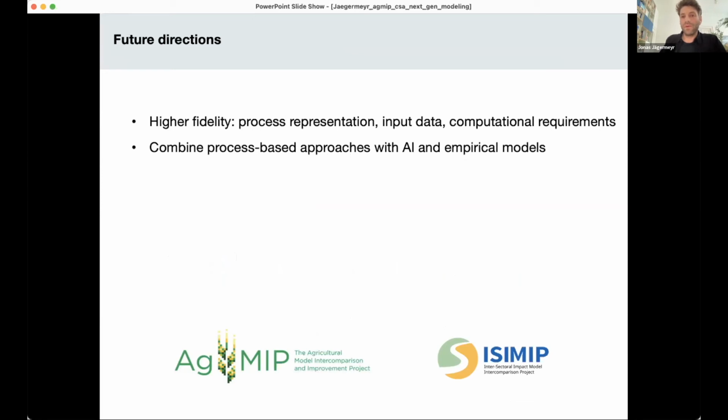But what I think is really important is to learn about the strengths and weaknesses of different approaches and combine them in a meaningful way. So I think we need to overcome this camp thinking that my model is better than yours, and we're doing process-based and you're doing empirical. Every model has its place and they should be applied where it makes sense. And I think particularly combining machine learning and process-based models has huge potential, and empirical models are really important for very short-term applications.